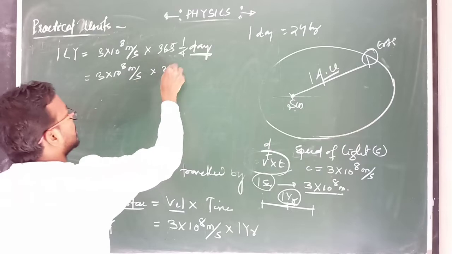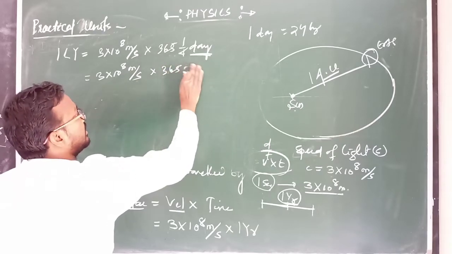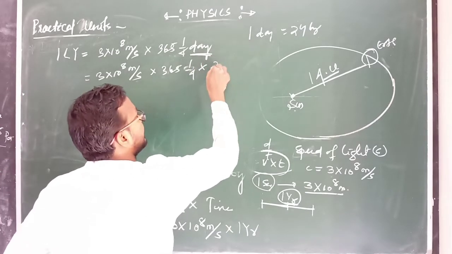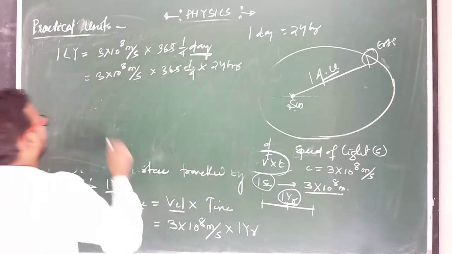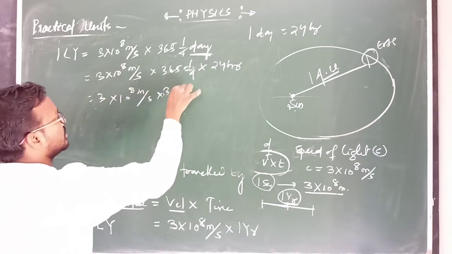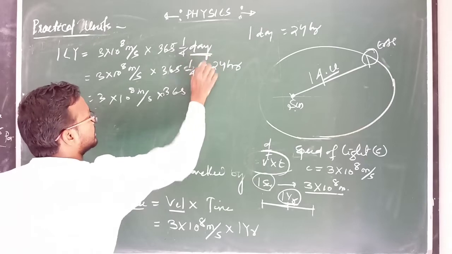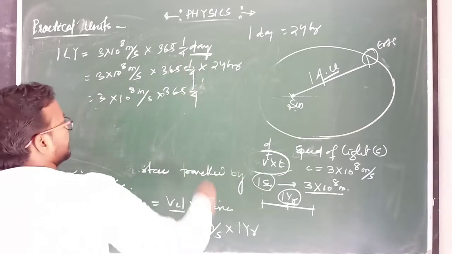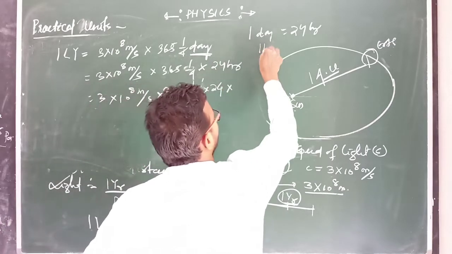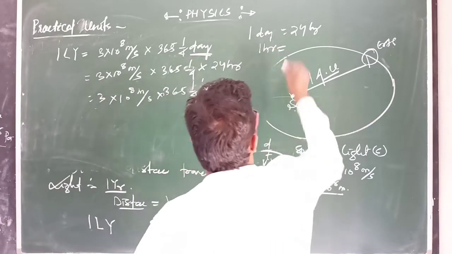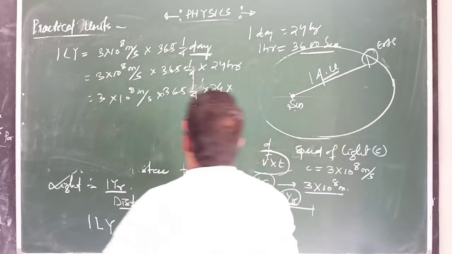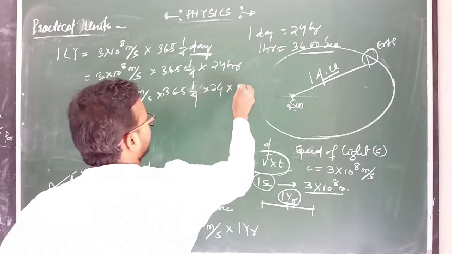Now use this relation: 365 1/4 days, and here 1 day is 24 hours. The speed of light is 3 into 10 to the power 8 meter per second, into 365 1/4 days, where 1 day is equal to 24 hours and 1 hour is equal to 3600 seconds. If you convert it into seconds, then you can write this relation.